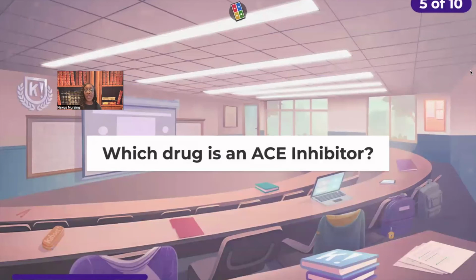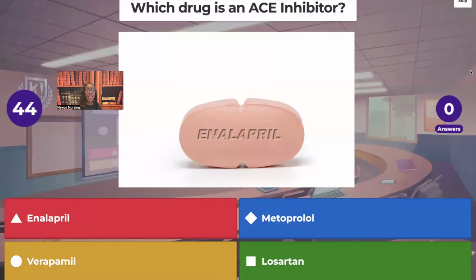All right, we're halfway there. Which drug is an ACE inhibitor? Enalapril, metoprolol, verapamil, or losartan? From what's been reported to me, my students who've taken NCLEX come back and tell me that the NCLEX asks about the drug classes for the antihypertensive agents. So not only do you have to know this drug class, you have to know the other drug classes that I have listed as well.